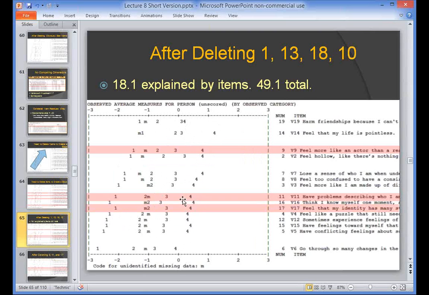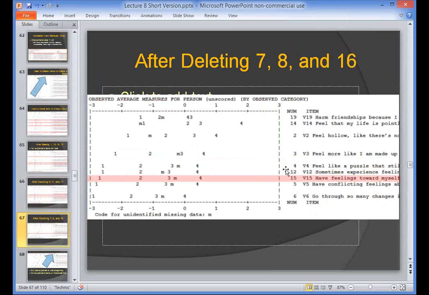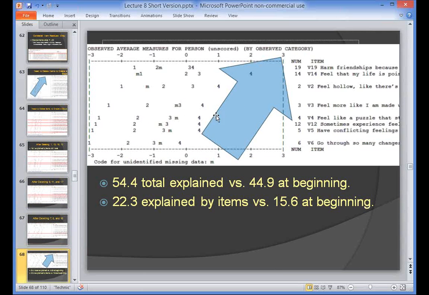And again, I'm just going to find items here that are narrow or items that look like they don't contribute to the slope, and I'm going to delete them. So I'm going to delete 9, 11, and 17 this round. And once I do that, I'm left with this. And this item, feel too confused to have a consistent moral standard. This item is definitely narrow compared to the others. So I'm going to decide to delete 7, 8, and 16. That's going to leave me with this. And then I decide to delete item 15. And finally, I'm left with this. And as you can see, now I definitely have a slope to the right.